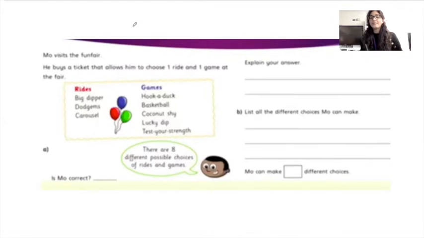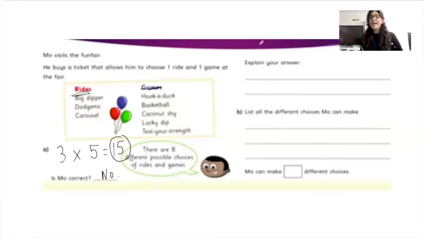Is he correct? To work out how many possible choices we have, we just have to multiply how many rides we have by how many games we have. So count up how many rides we have: 1, 2, and 3. So we have 3 rides. And then how many games do we have? Just look at the amount of games and count them: 1, 2, 3, 4, 5. So multiply them together: 3 times 5 is 15. Mo says there are 8 different possible choices, but we've just calculated that there are actually 15 possible choices. So he would be wrong.